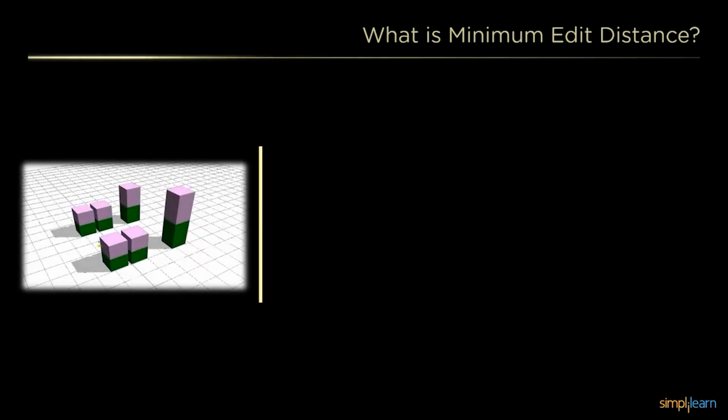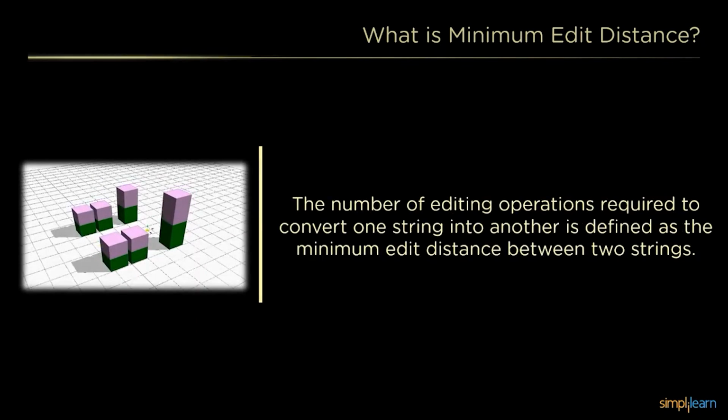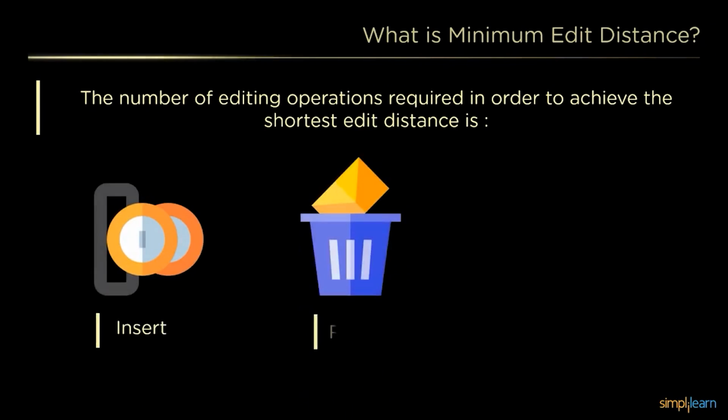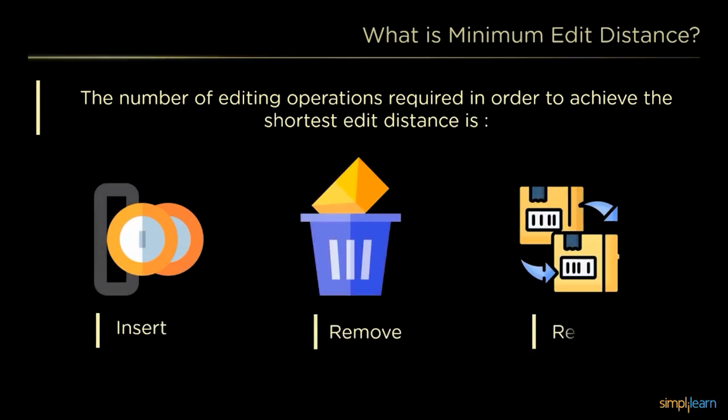What is minimum edit distance? The number of editing operations required to convert one string into another is defined as the minimum edit distance between two strings. The insert operation is used first in the minimum edit distance, followed by the remove operation, and finally the replace operation.